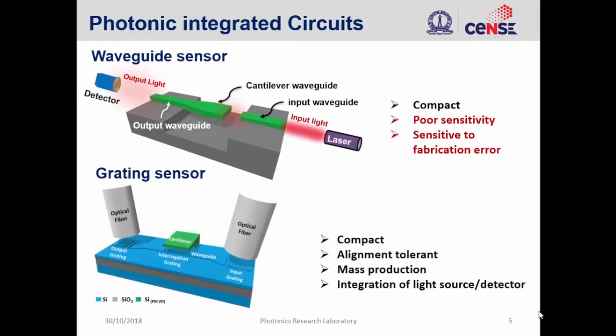It works on the principle of interference, where the advantage compared to conventional techniques is that it's alignment free and compact. We have both the cantilever and the interaction grating defined lithographically. So it offers this, and in principle, we can integrate both the light source and detectors as well.